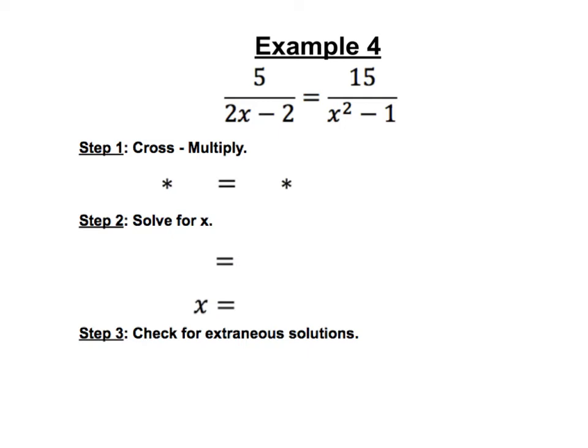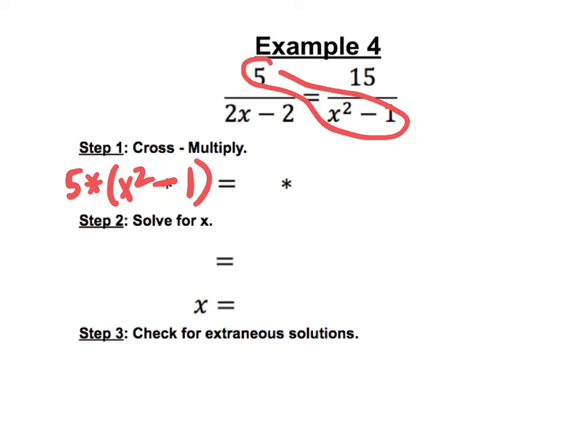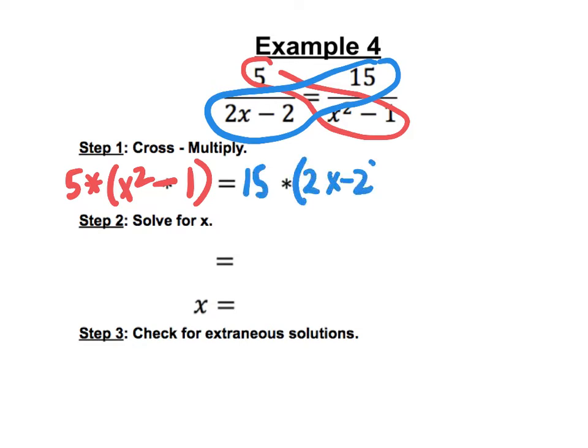excuse me. Alright, I already have my fractions, so we're going to go ahead and start by cross multiplying. So I'm going to do 5 times x squared minus 1. I'm just going to write over that because I don't have enough space, but you should in your notebook. And then we're going to do 15 times 2x minus 2. From here we're going to distribute, so I'm going to do 5 times x squared and 5 times negative 1.